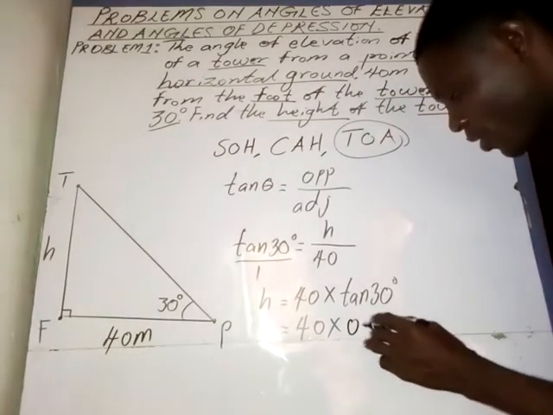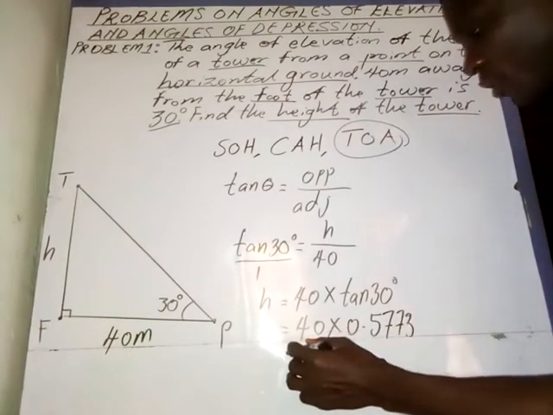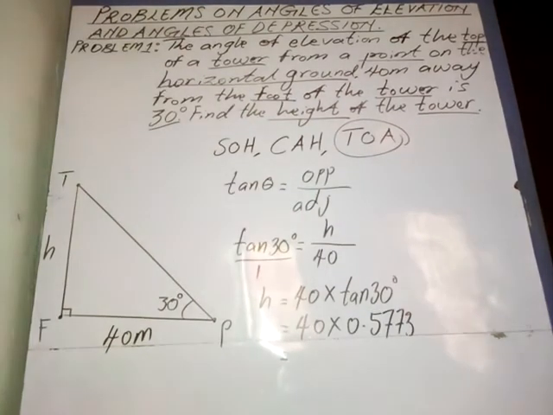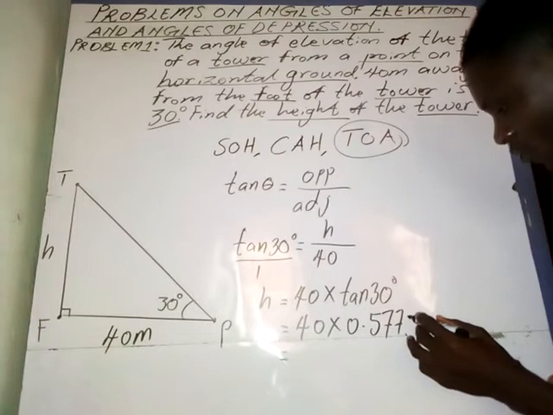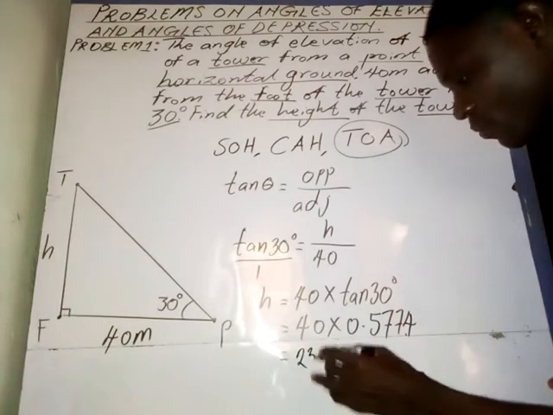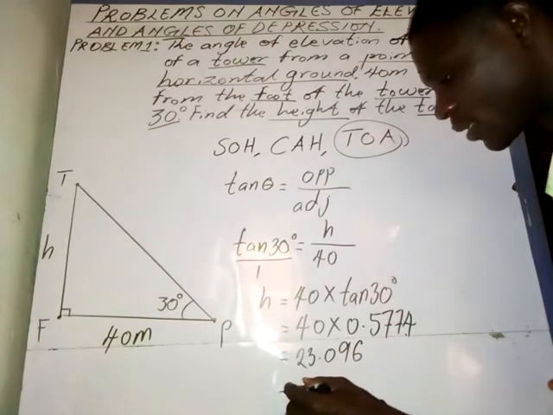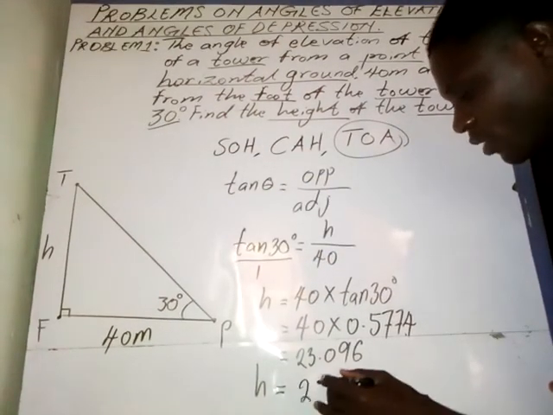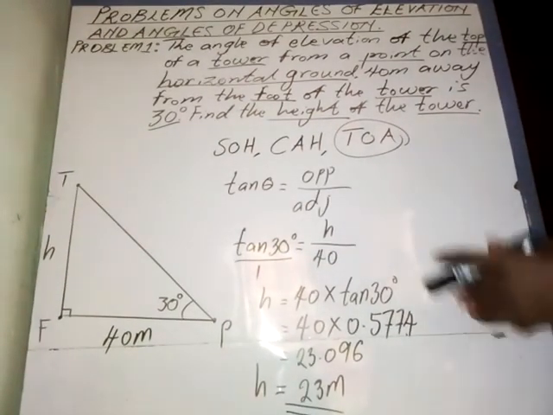Tan 30 degrees is 0.5774. So if we multiply this together, this will give us 23.096, and we can just take the whole number. So the height of the tower is now equal to 23 meters. So this is the solution to the question. I believe this is clear. Thank you.